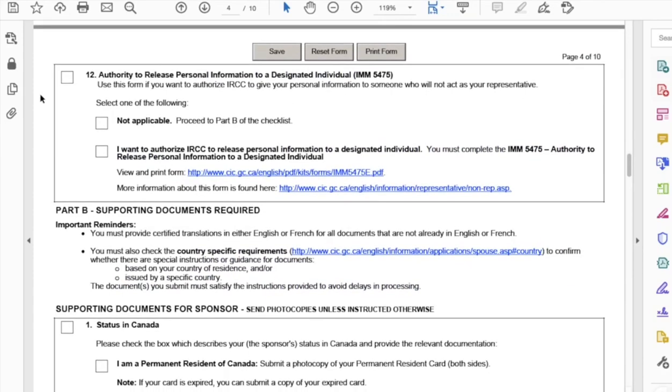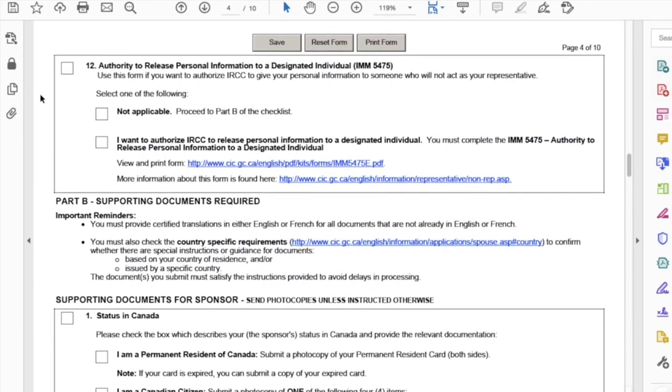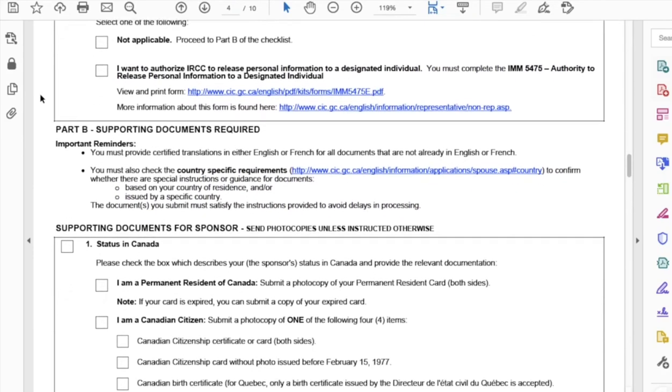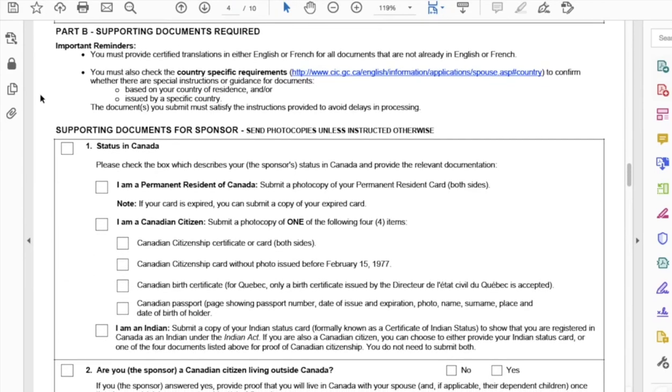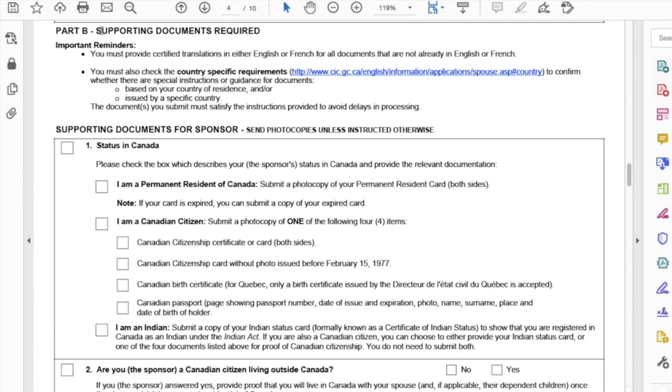Now, I won't get into too much detail in this video about what you have to fill in the forms and what you don't. So moving on, there you have some supporting documents which are required. Now please note that all these documents can be either in English or French. So just in case your documents are not in English or French, you need to get them translated. So please make a note of that.